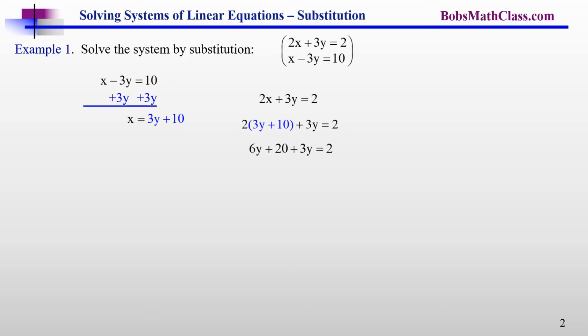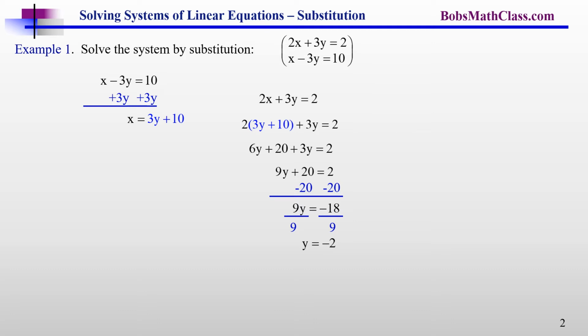It appears more than once, but there's only one variable. So distribute: 6y plus 20 plus 3y equals 2. Add like terms: 9y plus 20 equals 2. Subtract 20 on both sides: 9y equals negative 18. And then divide by 9 on both sides. So we have our value of y.